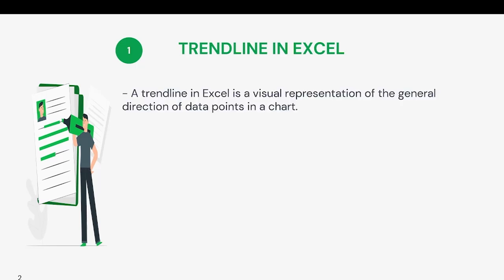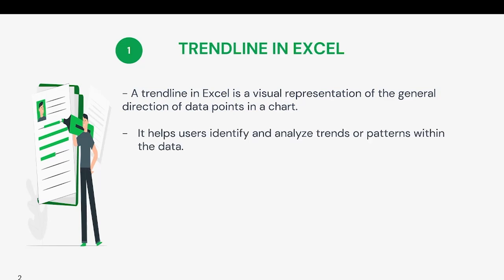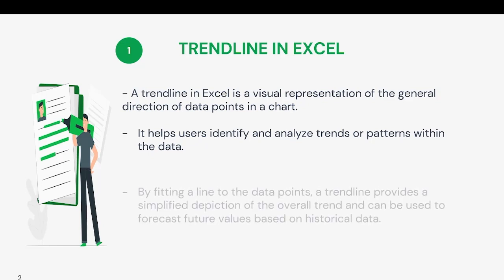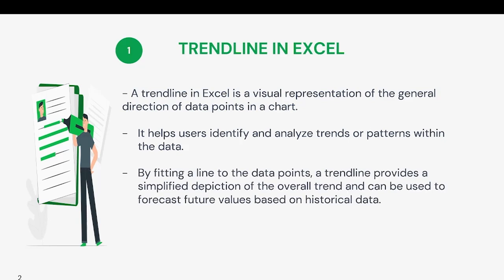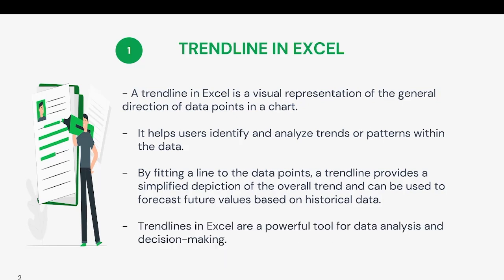A trend line in Excel is a visual representation of the general direction of data points in a chart. It helps users to identify and analyze trends or patterns within the data. By fitting a line to the data points, a trend line provides a simplified depiction of the overall trend and can be used to forecast future values based on historical data. Trend lines in Excel are a powerful tool for data analysis and decision making.